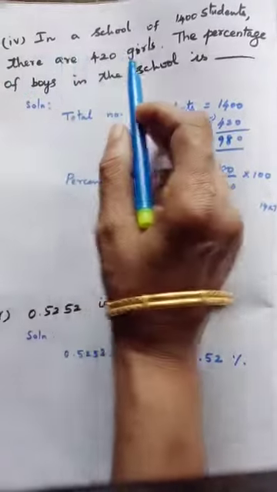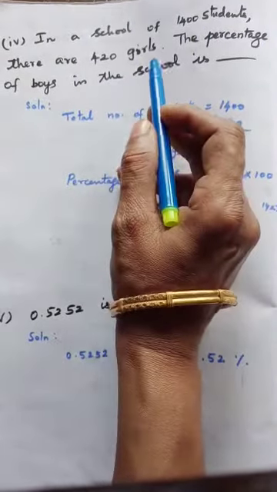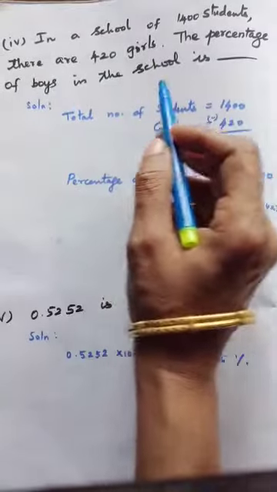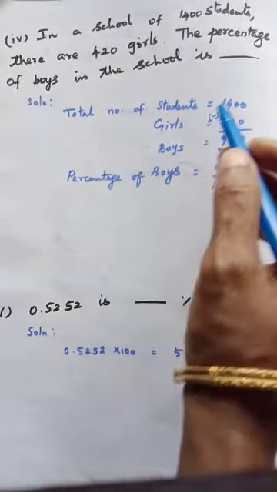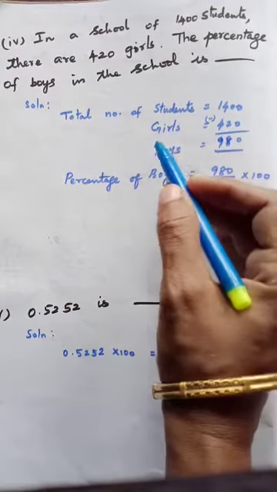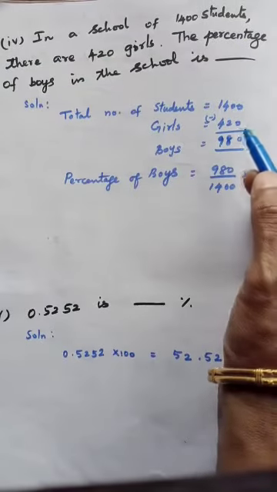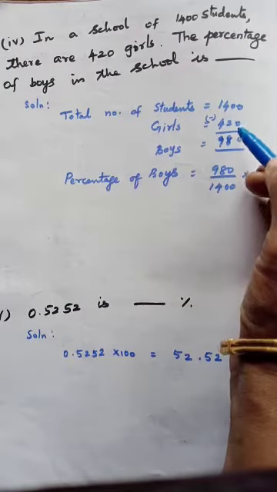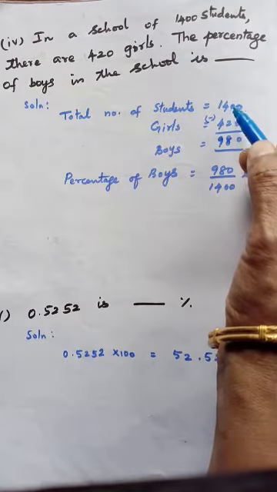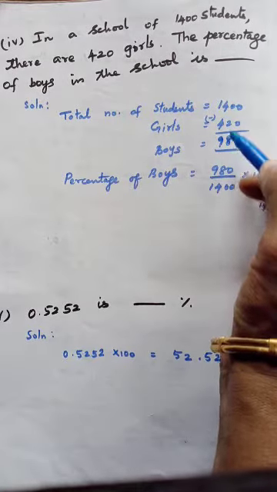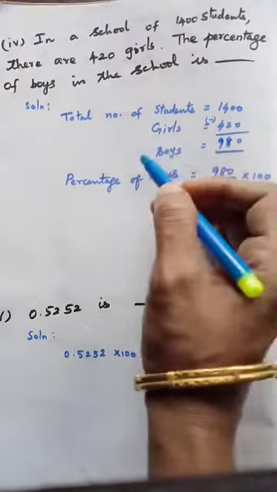Fourth problem. In a school of 1400 students, there are 420 girls. The percentage of boys in the school is dash. Total number of students in school is 1400. Then how many girls are there? 420 girls, isn't it? So you have to subtract this from 1400. 0, then you borrow 1, 10 minus 2 is 8, 13 minus 4 is 9. So 980 boys are here.